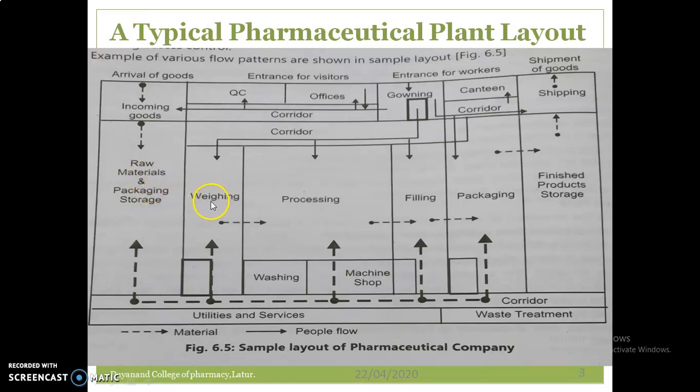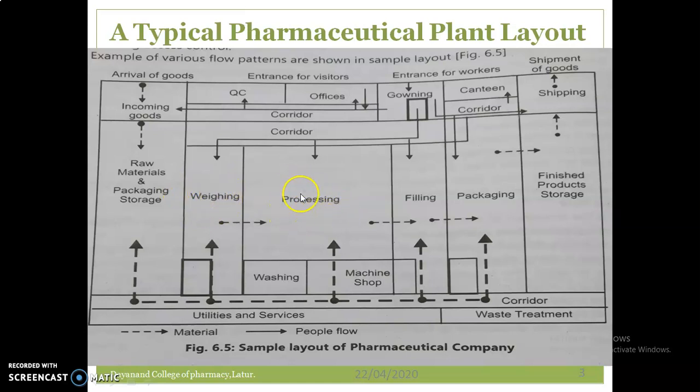Then the weighing area: it should have dust control facilities. It must have the laminar air flow facility. It should be designed in such a way that it minimizes mix-up and cross-contamination. As in the weighing room, we have to weigh various types of chemicals with different properties, so there are more chances of contamination. So precautions taken should be higher.